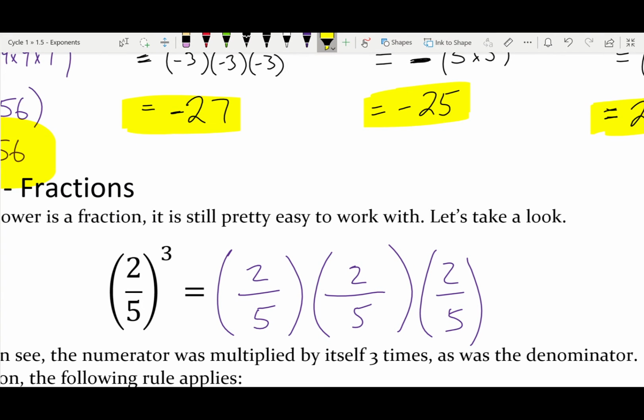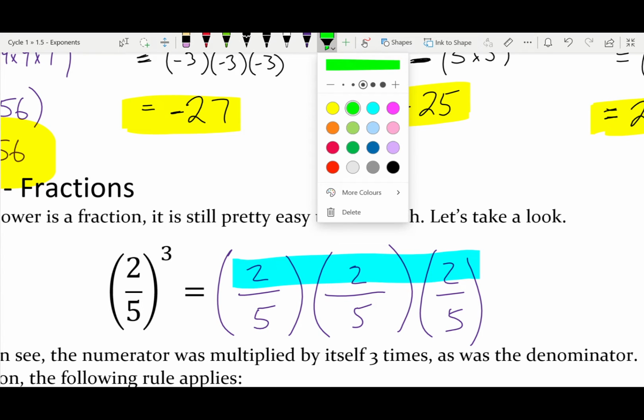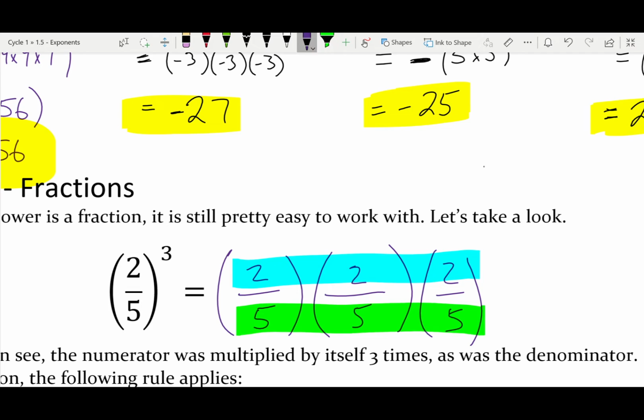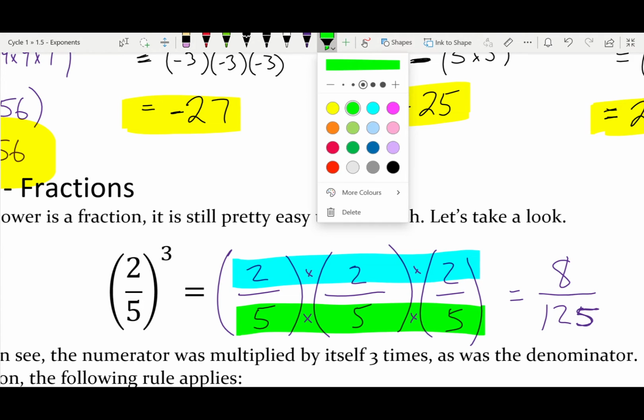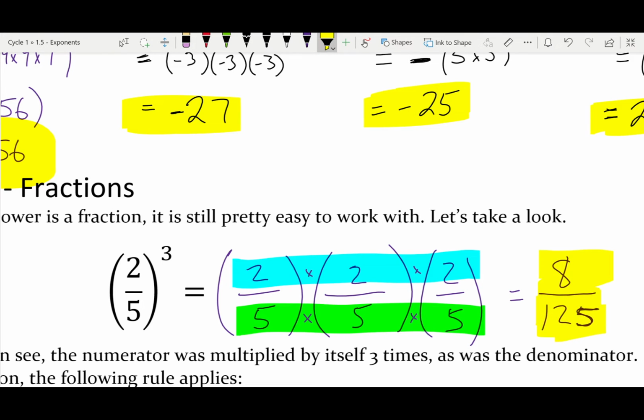basically we're just multiplying the top numbers all across. We're going straight across with the top numbers, and we're doing the bottom numbers too, like this. So 2 times 2, 4 times 2, 8, over 5 times 5, 25, times 5, 125. So that'd be our final answer. So that's all that's really happening there.